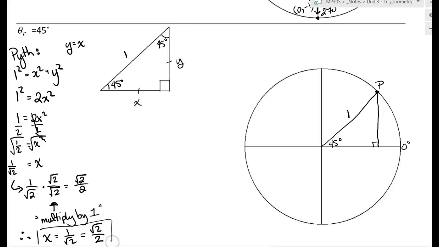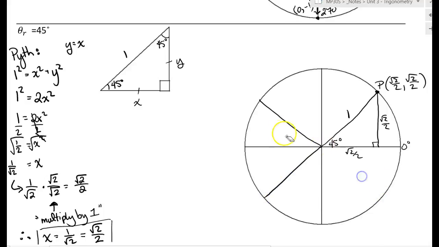And since we know x and y are the same values, now I know my coordinates, because this is going to be root 2 over 2 and root 2 over 2. So my coordinates are root 2 over 2 and root 2 over 2. I am sick of saying 2, but we also need to determine what those coordinates are in our other 3 quadrants. So quadrant 2, quadrant 3, and quadrant 4.